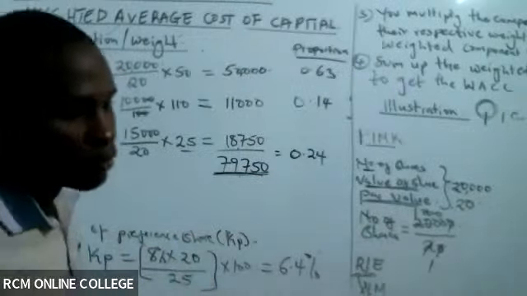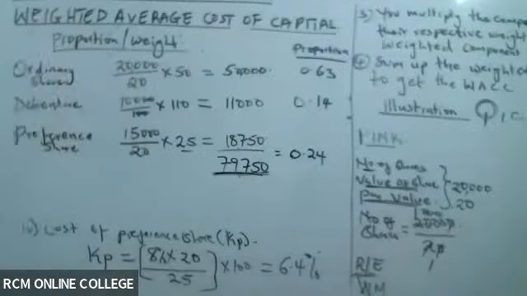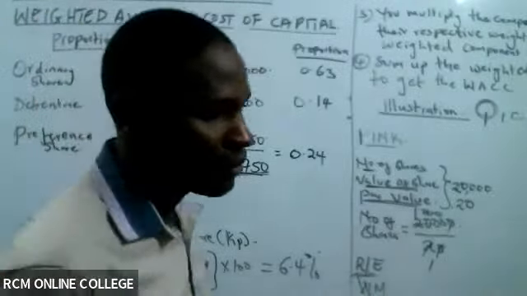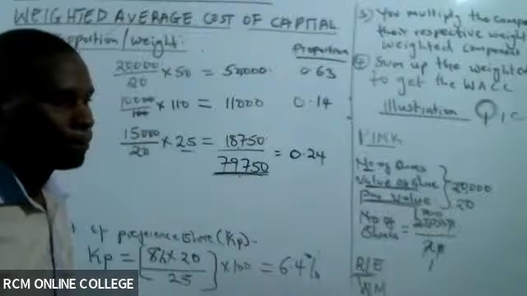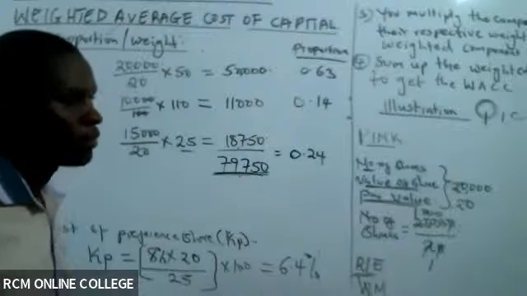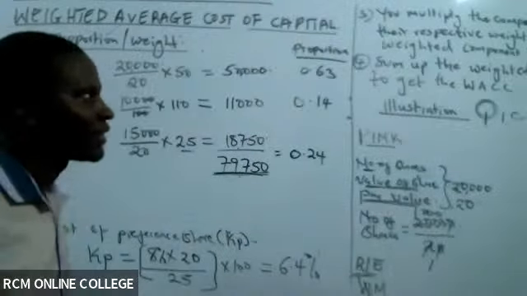Are we together? Now we are getting to our weighted average cost of capital. Are we together? As far as computation of our weight or our proportion is concerned. Good. Now, to give you the simplest way to get our WACC, nitakupatia ile njia rahisi kupata WACC tu.